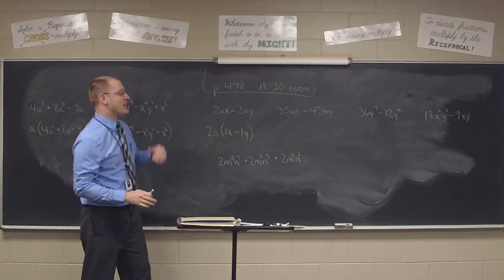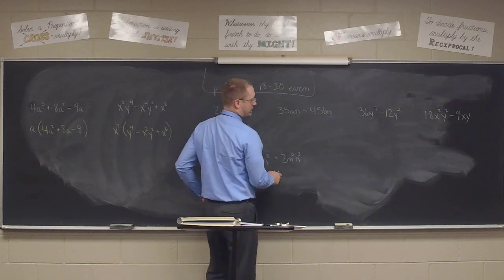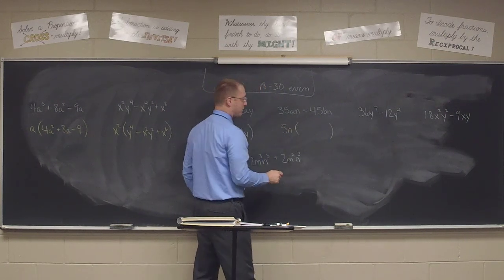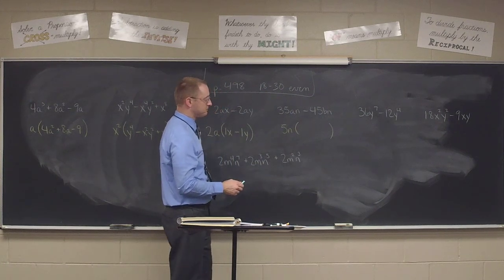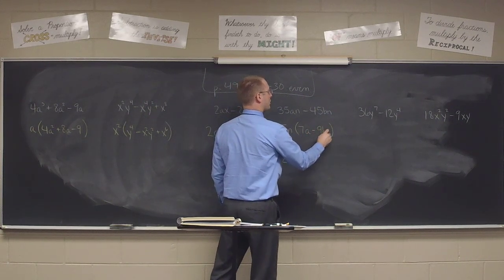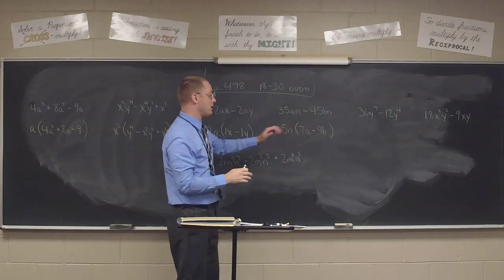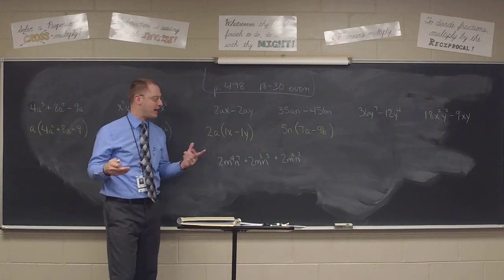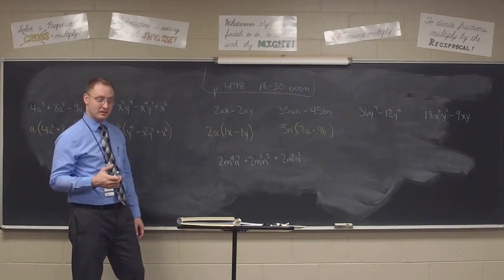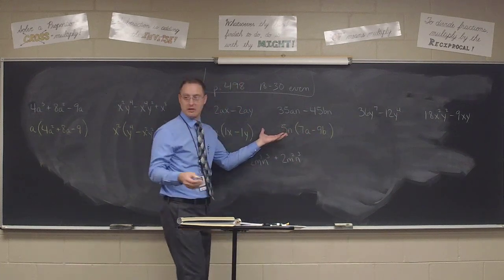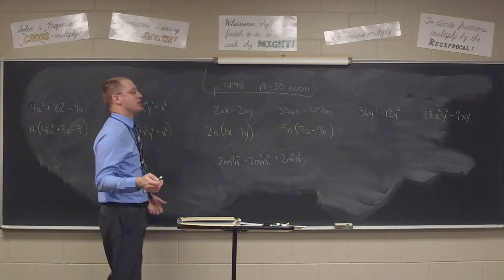Looking at the next one, Lana, what was the common factor? 5n. Good, 5n is common. And what did that leave you with? 7a minus 9b. Good, so our answer is 5n times the quantity 7a minus 9b. By the way, how can I check to see if I factored correctly? We multiply the 5n by the parentheses. Yes, distribute back in and see if it works. If it comes back to what you originally had, you did it right.